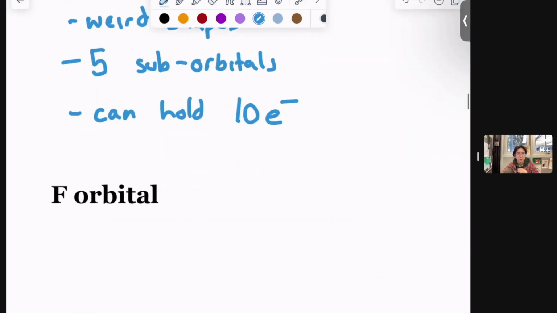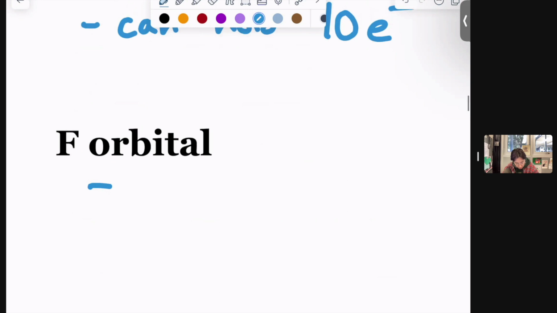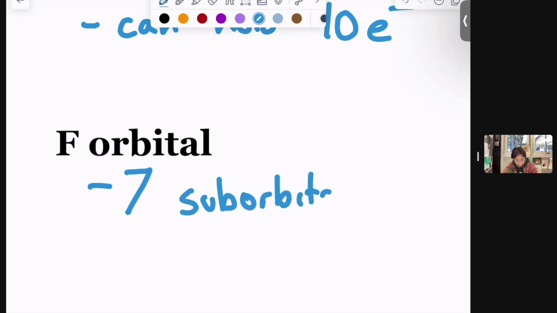Okay, F, we don't touch F, you will pretty much never see this. This is for the stuff way at the bottom of the periodic table that we don't really talk about. But just so you know it exists, same kind of deal. It's just another type of area around a nucleus. There are 7 suborbitals, so it can hold 14.